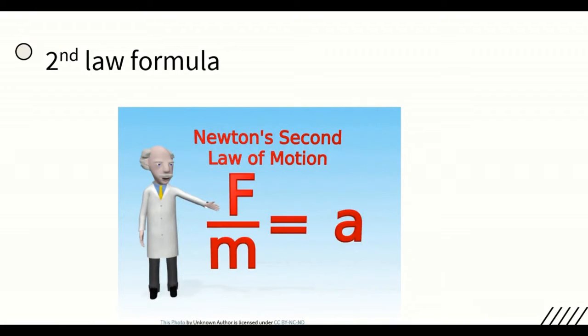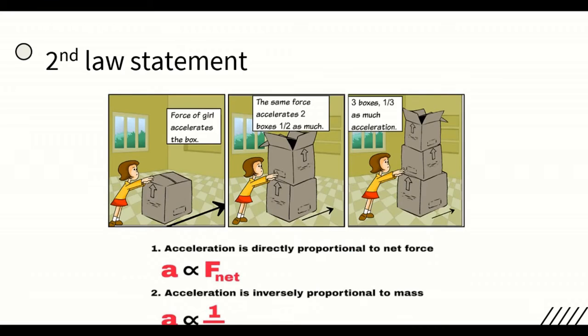That's what the second law is telling us, that the amount of force what you have, that's going to be directly proportional to the mass associated with that. Similar way, it will be directly proportional to the acceleration associated with the object as well. For example, you could be able to see the force of girl accelerate the box. The force is going to be the same thing which is going to be given by the girl.